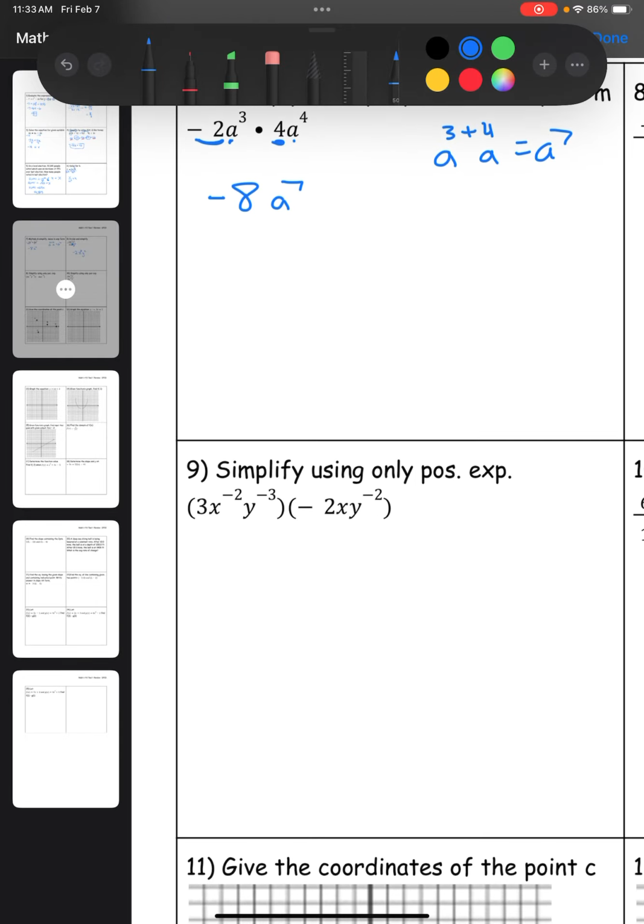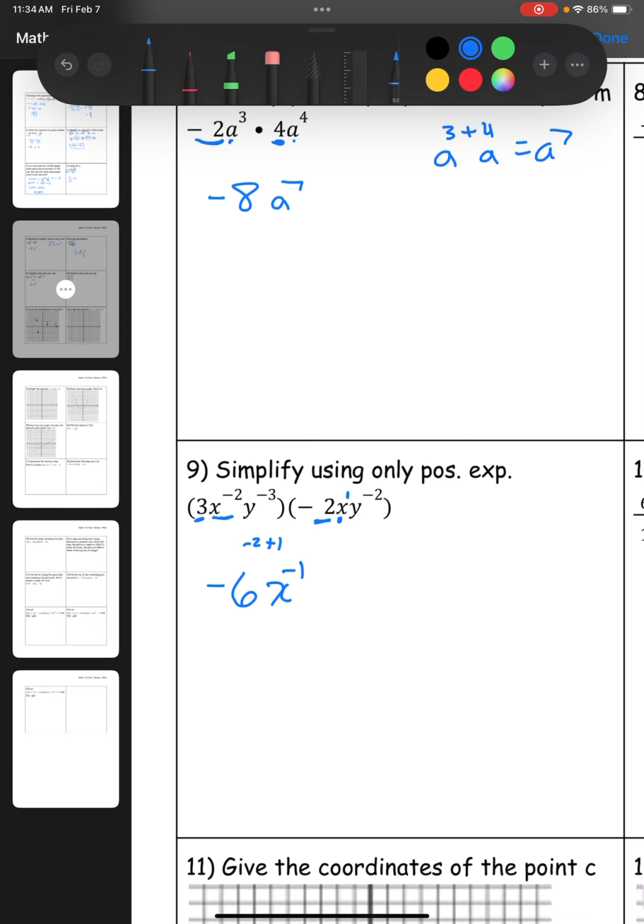All right, number 9. Simplify using a positive exponent. This is kind of a clue, you're going to be getting negative exponents when you work this out, and they want you to know how to make it positive. So from multiplying these two, again, continue doing like terms. 3 times negative 2, negative 6, x to the negative 2nd times x to the 1st, right? So that's negative 2 plus 1, because it's positive over here and negative there. You have x to the negative 1st.